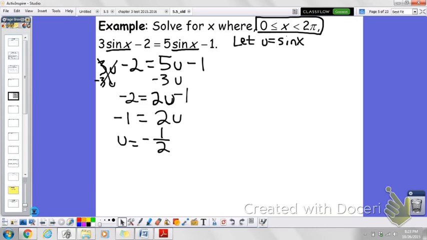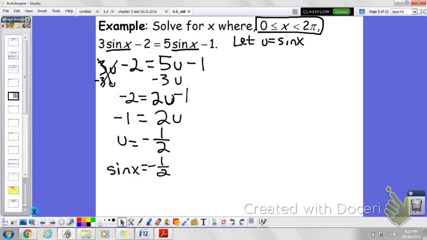And remembering that u is equal to the sine of x, so we have the sine of x being equal to negative 1 half. So we need to find out what angles produce negative 1 half.